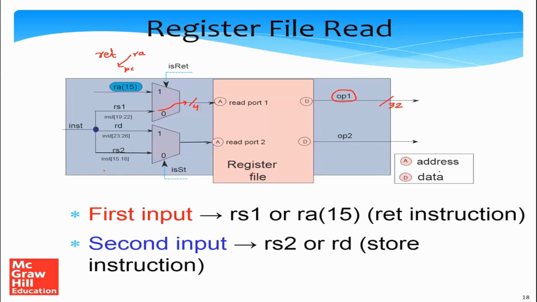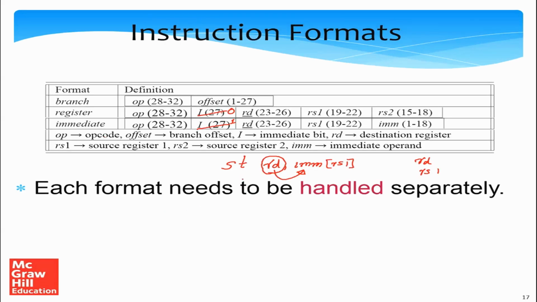The complexity that this introduces is that we need to add a multiplexer. If the instruction is store, we will then consider this output with 1. We will read in RD. Mind you, RD is this field over here in the instruction.